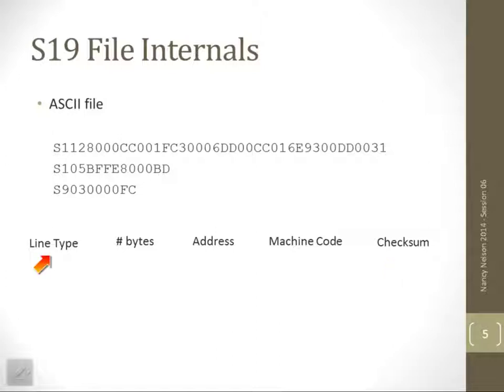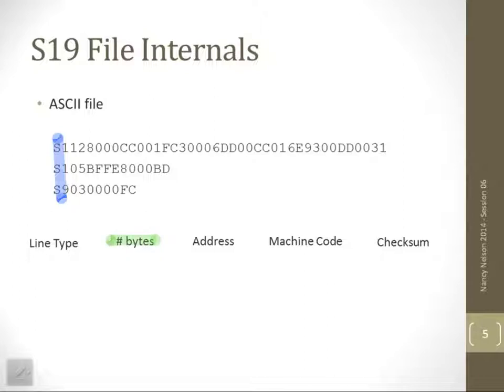So let's start with line types. The first 2 digits are always going to represent the line type. So we're going to see S1, S0, or S9. The ones that we're most concerned with are the S1 lines because that's where we're going to get the information we need for our machine code and our reset vector.